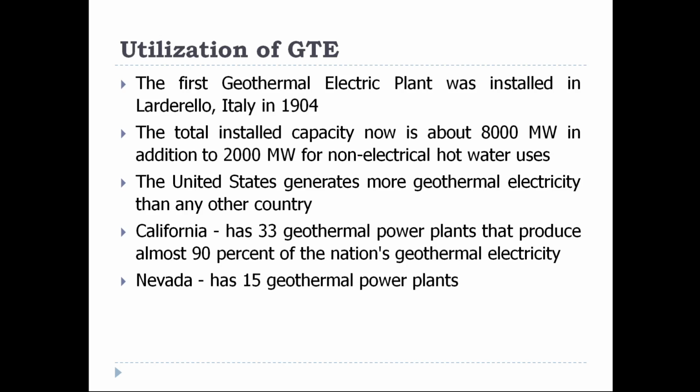When we check the history, the first geothermal electric plant was installed in Larderello, Italy in 1904. So just a few years back, if you check. Just 120 years back only, this geothermal energy extraction started to produce electricity. As of now, say for some 2-3 years back, the total installed capacity is about 8,000 megawatts.